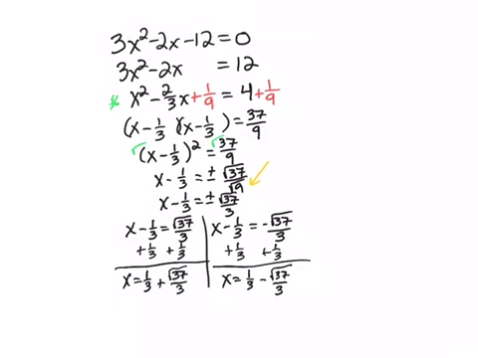And I believe in the homework tonight that was number 9. Okay, so my x-intercepts are 1/3 plus root 37 over 3 and 1/3 minus root 37 over 3.